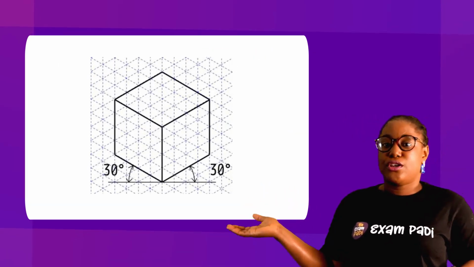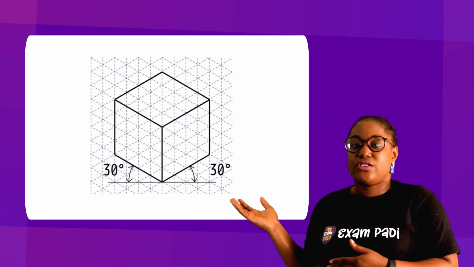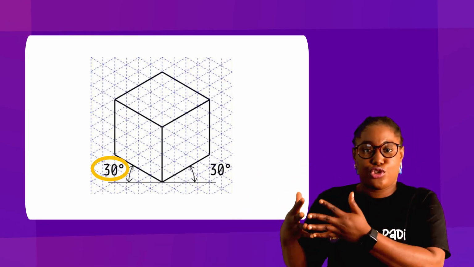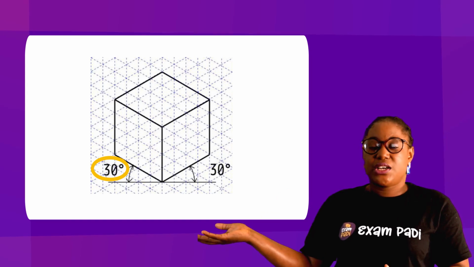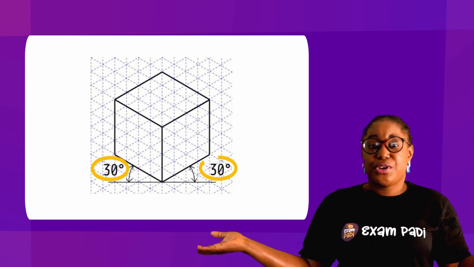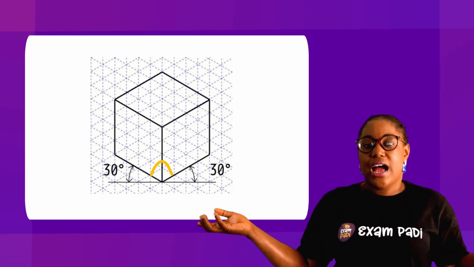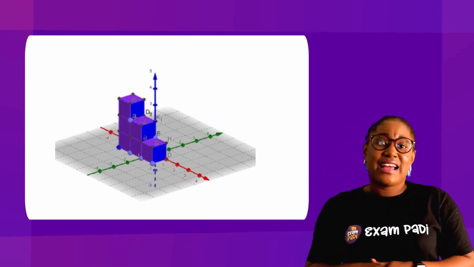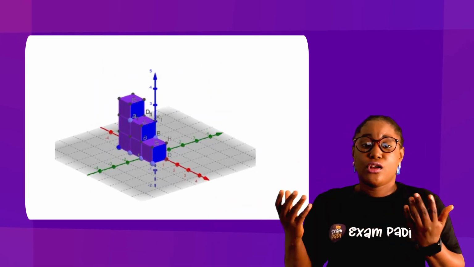Like in this picture, this is an isometric drawing of a cube with 30-degree angles shown. You will see the 30 degrees and another 30 degrees. The angle between them is 120 degrees. And of course, here is another example of an isometric drawing.